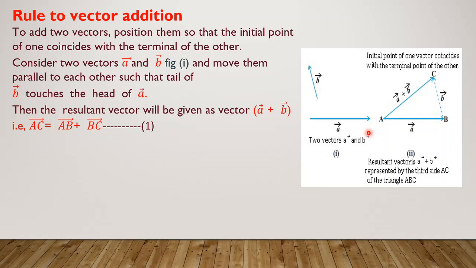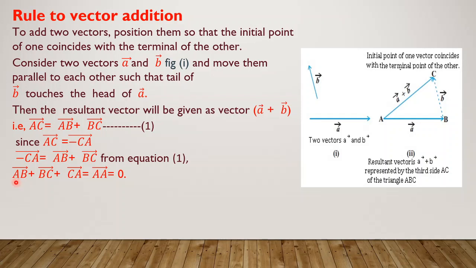Now I think I can take vector AC as minus vector CA, because both are the same vectors except for direction. Only the direction changes, but both are the same vectors, correct? That means the directions are opposite to each other. So I can take vector AC as minus vector CA. Then substitute this minus CA in place of vector AC, so minus vector CA is equal to vector AB plus vector BC. When I simplify this, I get vector AB plus vector BC plus vector CA.